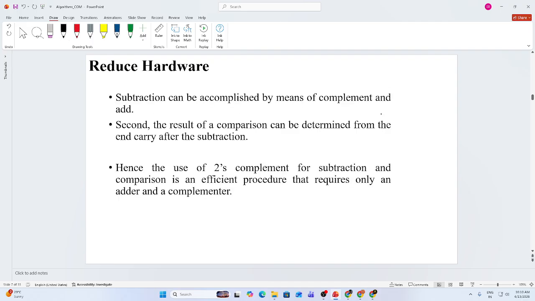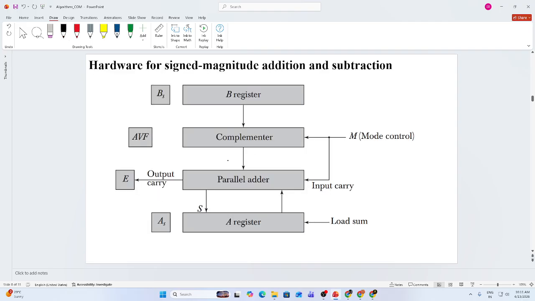So subtraction can be accomplished by complement and add. The result of the comparison can be determined after the subtraction, from the end carry after the subtraction. So like this, I can reduce the hardware. Let us see what hardware I require. So this is the hardware I require.